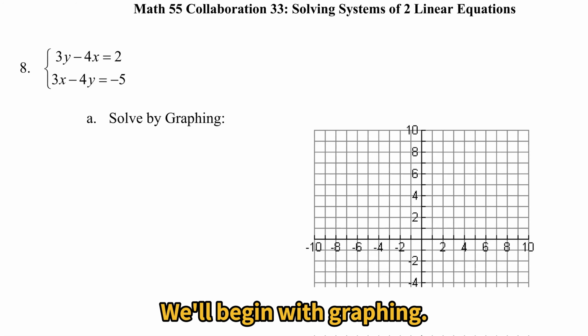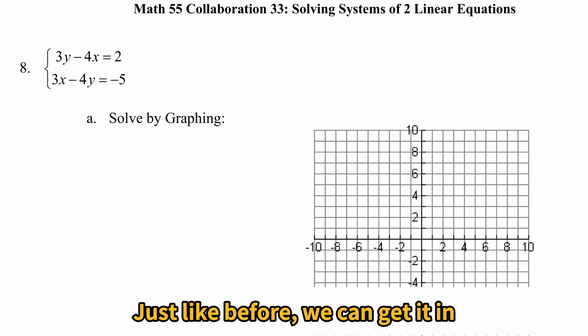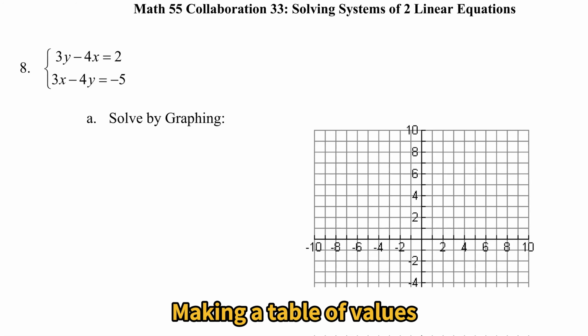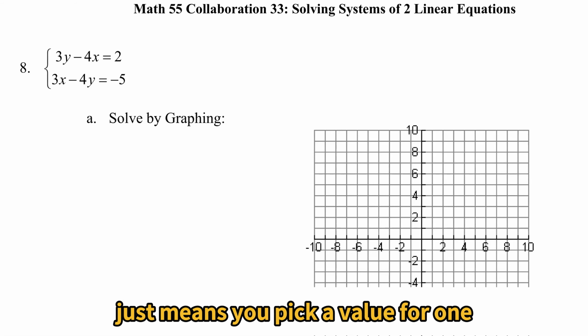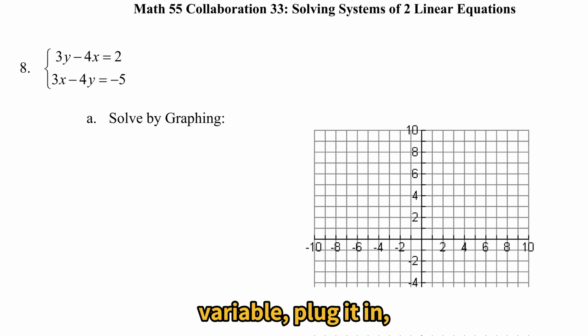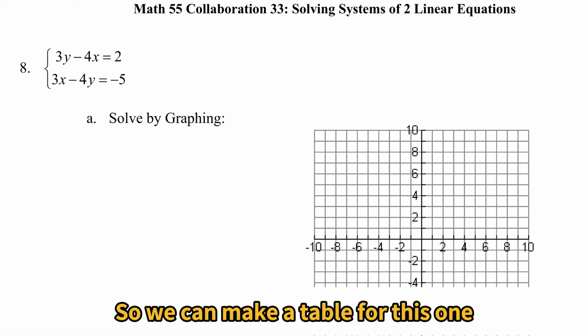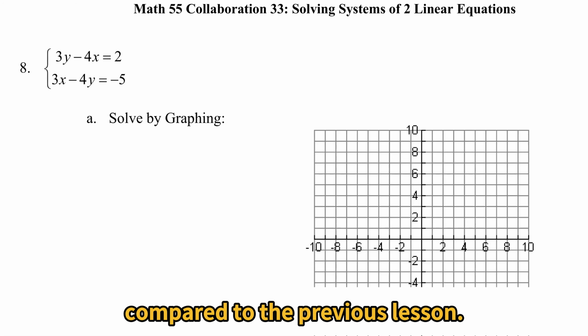We'll begin with graphing. Just like before, we can get it in slope-intercept form, or we can make a table of values. Making a table of values just means you pick a value for one variable, plug it in, and find the value for the other variable. So we can make a table for this one just to be different compared to the previous lesson.